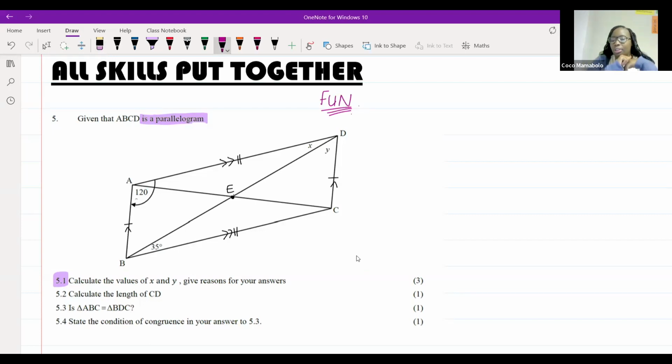Can I leave you guys alone for 3 seconds to find me x and y? I can give you 3 minutes. It won't take you that long, I promise. I can tell you what x is. Absolutely. Tell me, what is x? x equals 35 degrees because of corresponding angles. Absolutely. You have to tell me why.